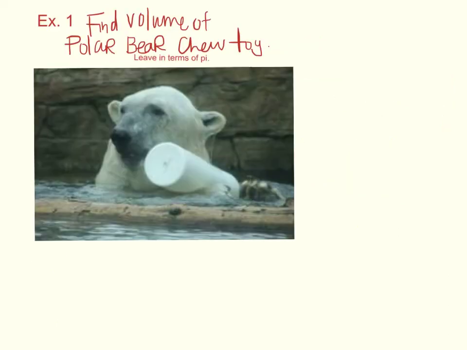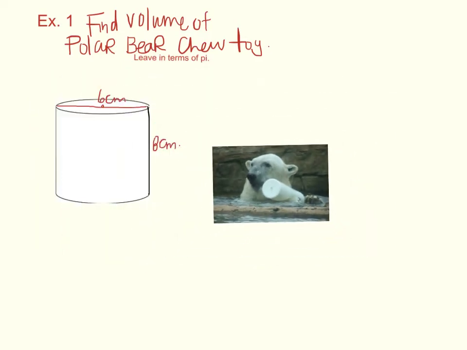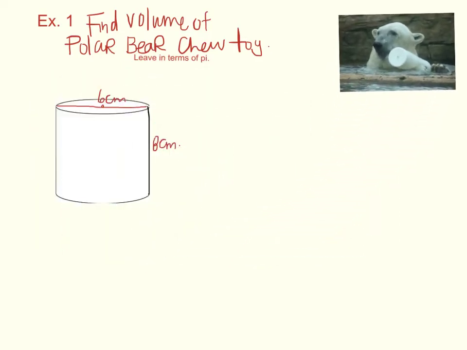So let's suppose in example 1 that you're at the San Diego Zoo and you see a polar bear with this chew toy. And I were to ask you to find the volume, or how much material is inside of this chew toy. Well, the first thing I'd want you to do is know the dimensions of it. So I'd like you to go ahead and draw this cylinder. It has a diameter of 6 centimeters and a height of 8 centimeters.